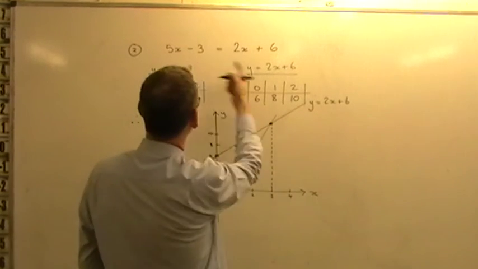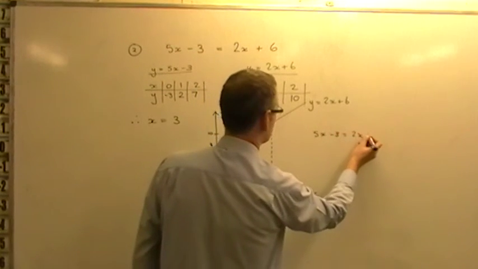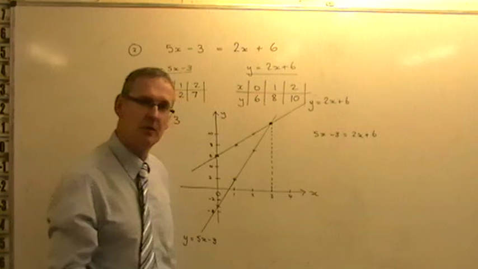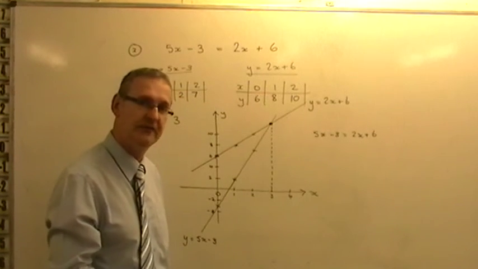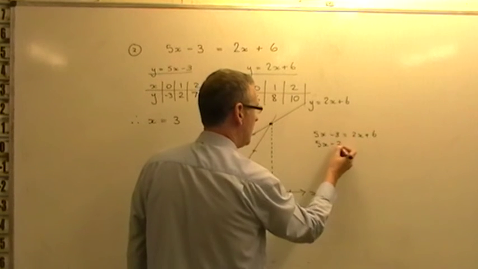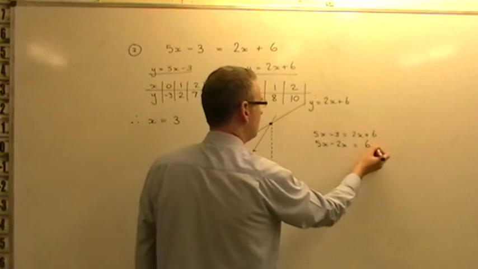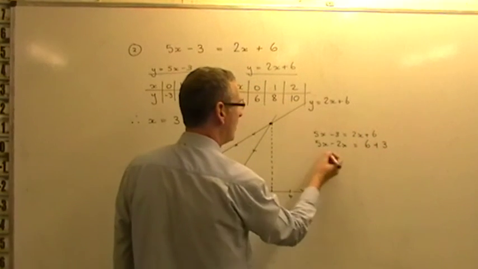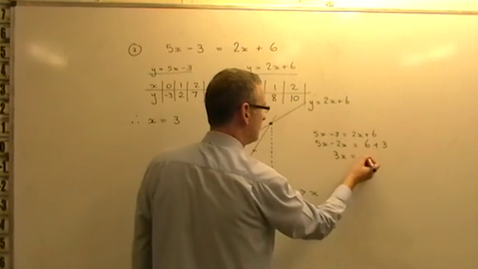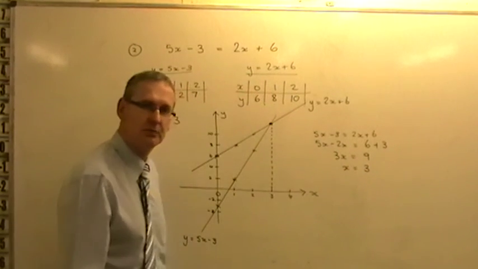If I just quickly jot down the equation here, 5x minus 3 equals 2x plus 6. Using the linear equation algebraic method I've shown you in a different video, this is what you'd get. 5x, take the 2x over, minus 2x. Leave the plus 6 there. Take the minus 3 over, you get plus 3. On the left you've got 3x, and on the right you've got 9. Divide both sides by 3, you get the answer x equals 3.